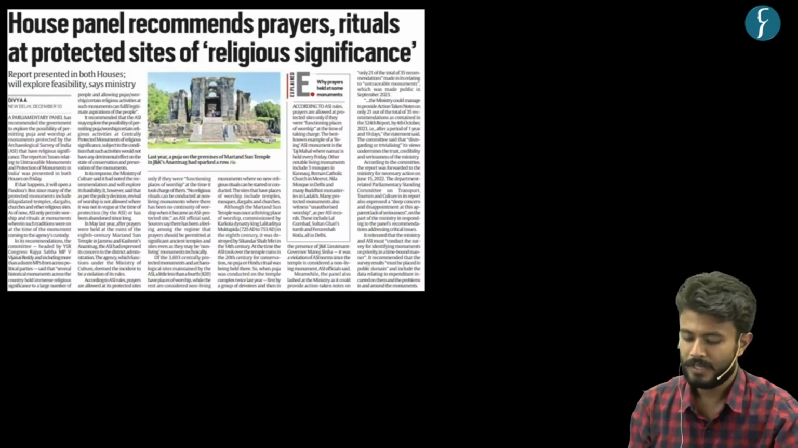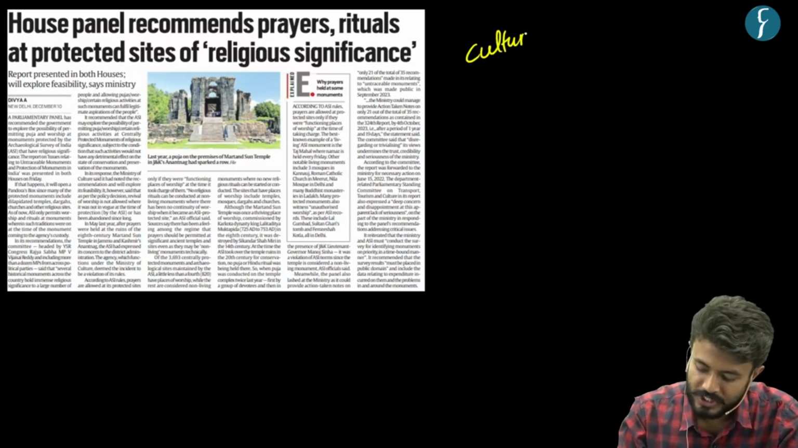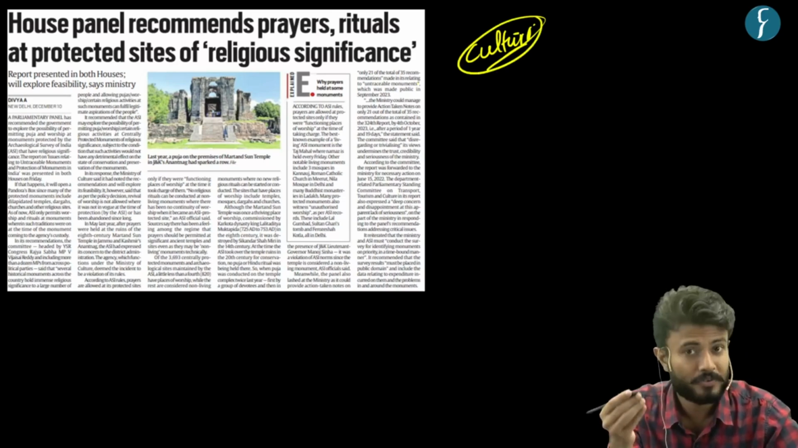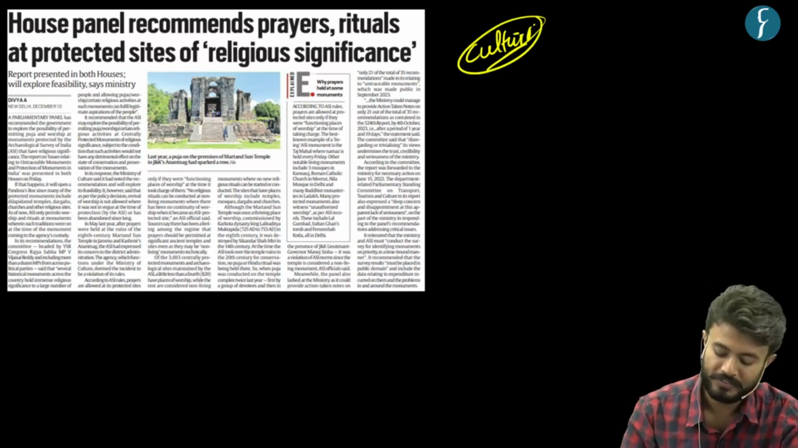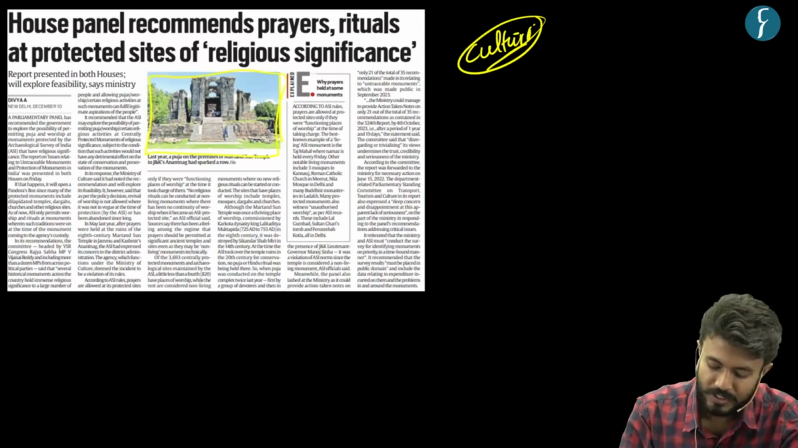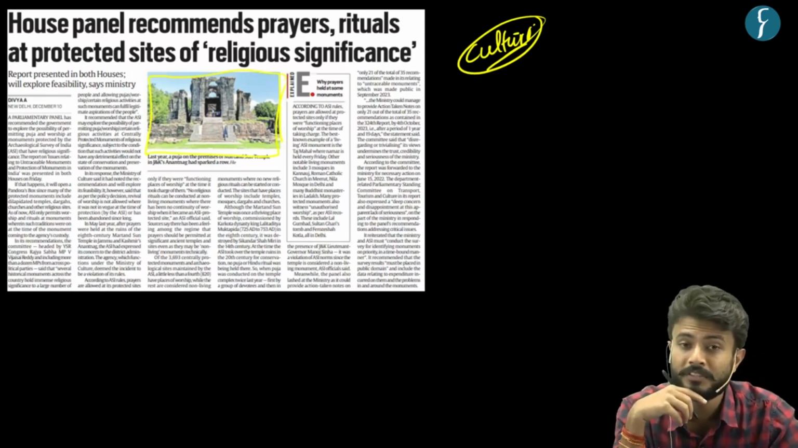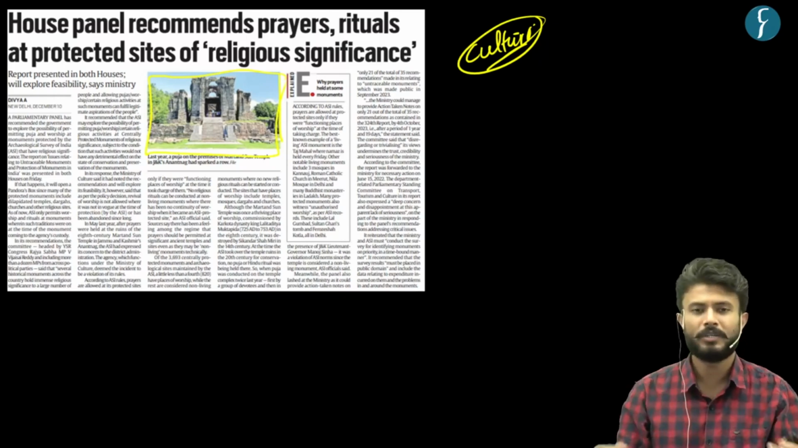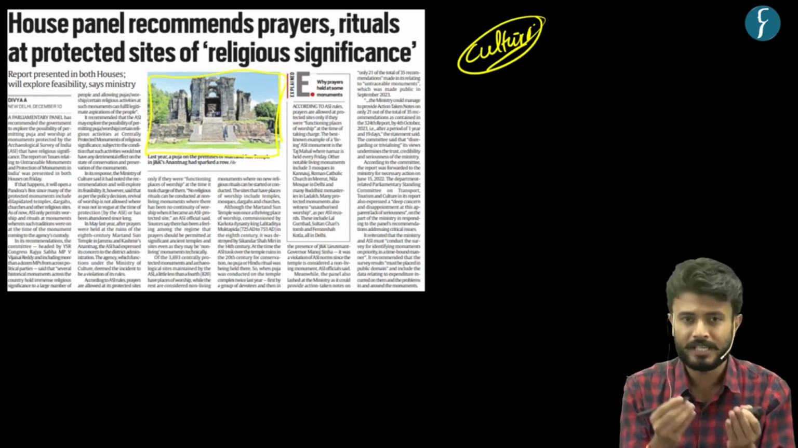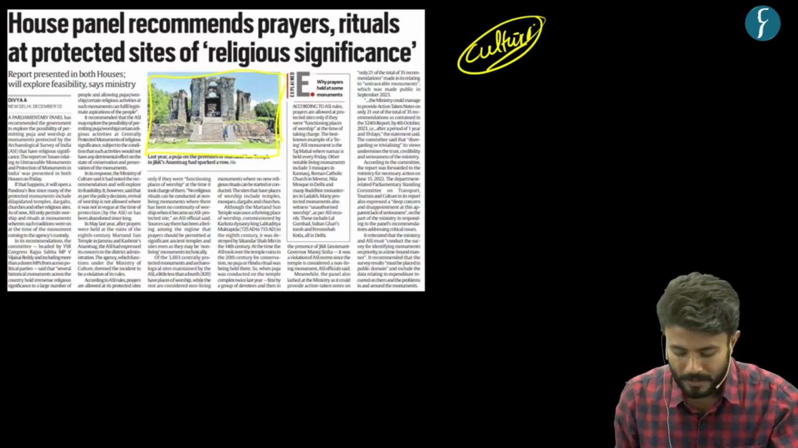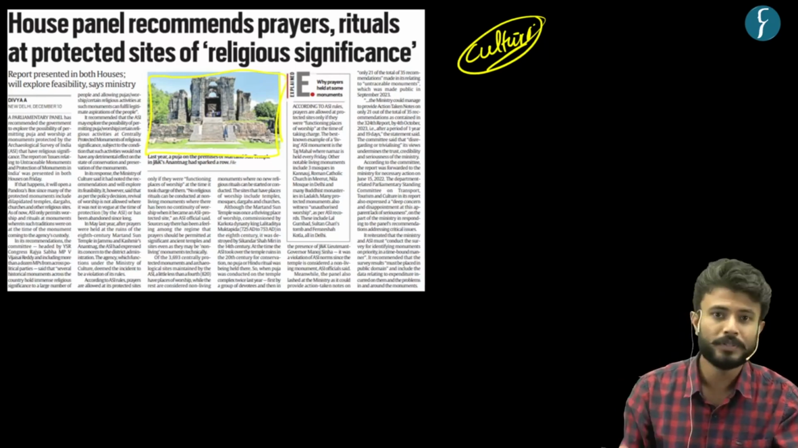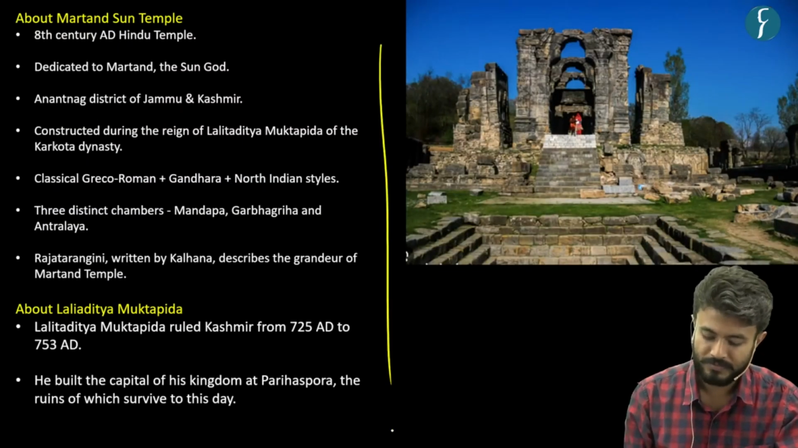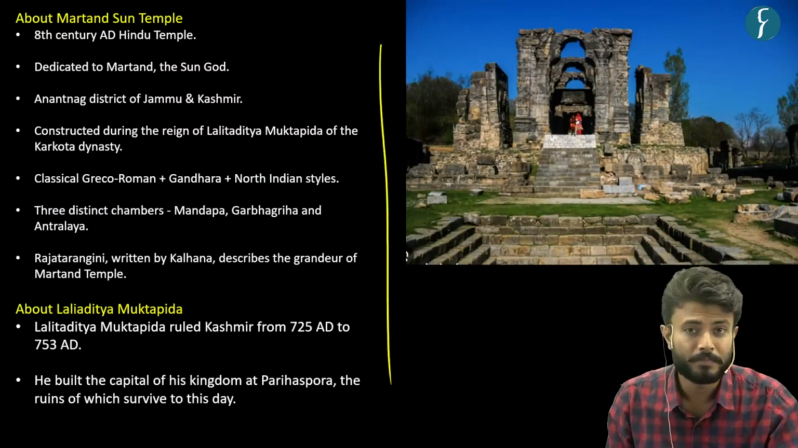Next topic. Now this topic is from the culture section. If you have gone through the newspapers, you will have seen this picture of a sun temple known as Martand Sun Temple. On a daily basis, we know that topics from the culture and history section are very rare in newspapers. But when they come, obviously we have to do them. That is why we have taken the important facts related to Martand Sun Temple.